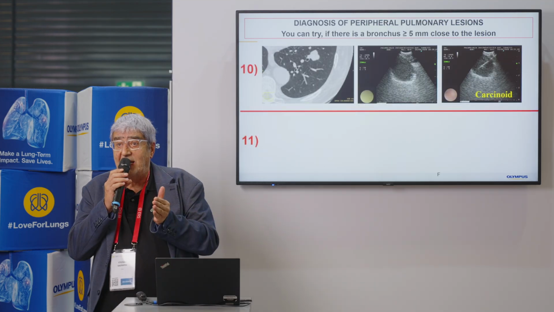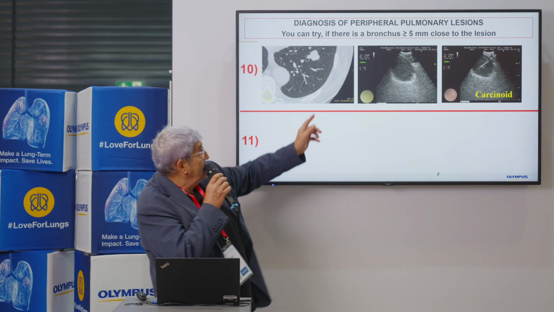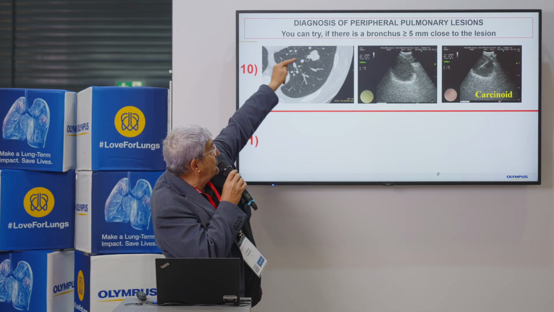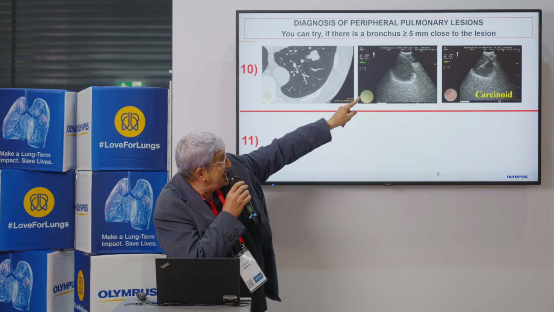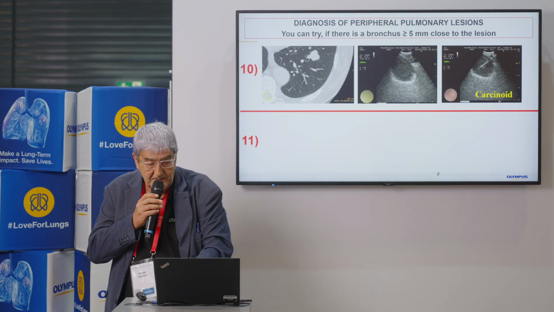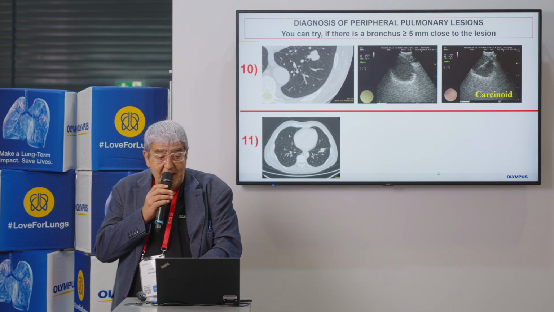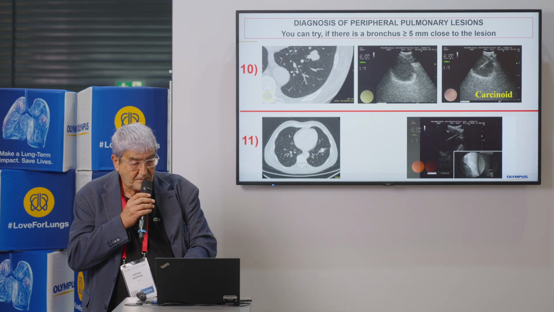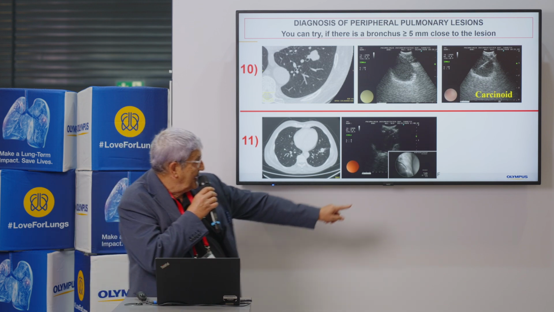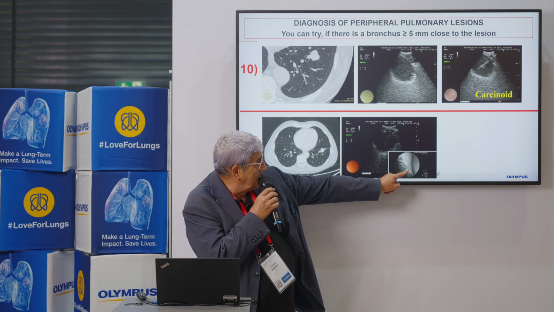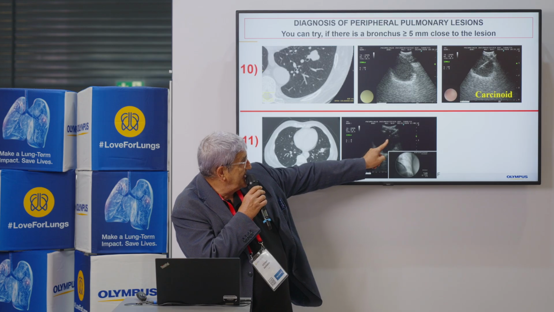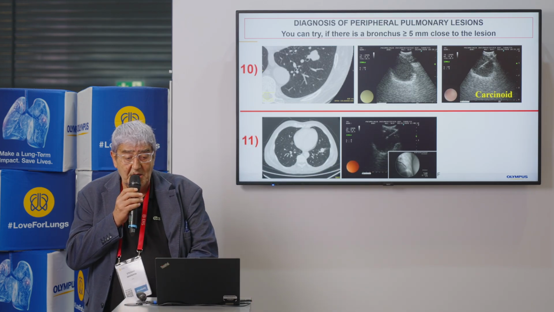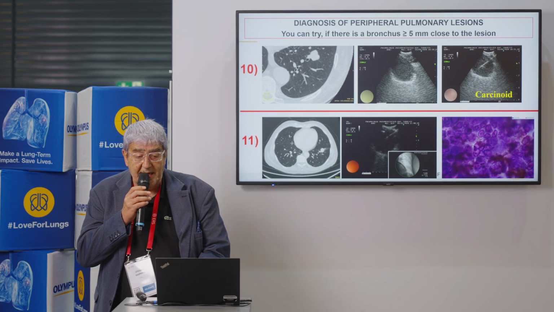On the left side is the same. This is a peripheral nodule. Look at the bronchus. No problem to put your echo-bronchoscope to visualize the lesion that was a carcinoid. And again, a very small nodule in the left lower lobe. Here is your echo-bronchoscope. Here is the nodule, the sampling. This was unfortunately not a carcinoid, but it was an adenocarcinoma.